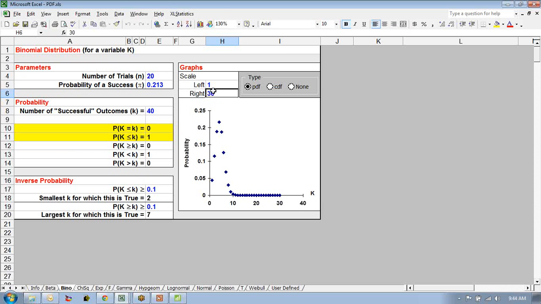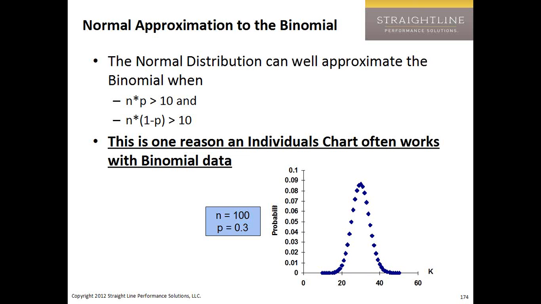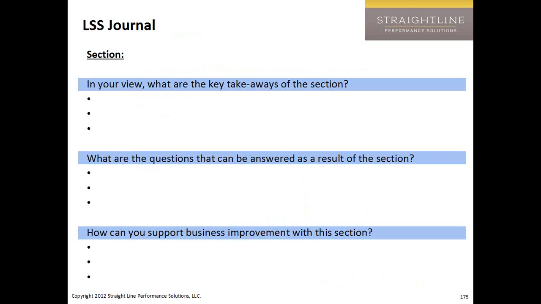You can see it's skewed quite a bit to the right. But as you increase the sample size or the number of trials, it does become fairly normal. In fact, the closest that it's going to be to normal is when it's 0.5. But you can see, even when it's not 0.5, when you raise the number of trials, it does tend to look like a normal distribution. Again, that's one of the reasons why an individual chart works well, even in a p-chart situation.